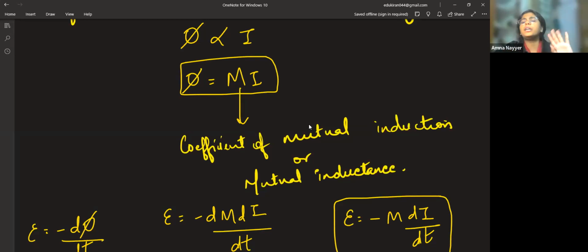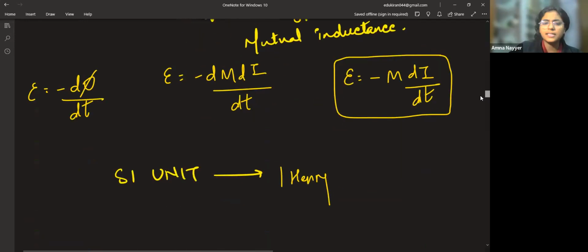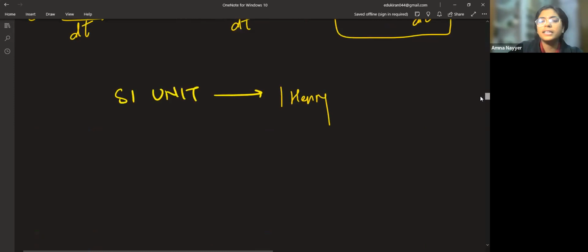Both have the same unit, Henry. And the formula is also the same. See, phi is equal to Li was the formula. Here the formula is phi is equal to Mi. Similarly, the way you have E is equal to minus L dI over dt, you have here E is equal to minus M dI over dt. All these things are the same over here. SI unit here is Henry.